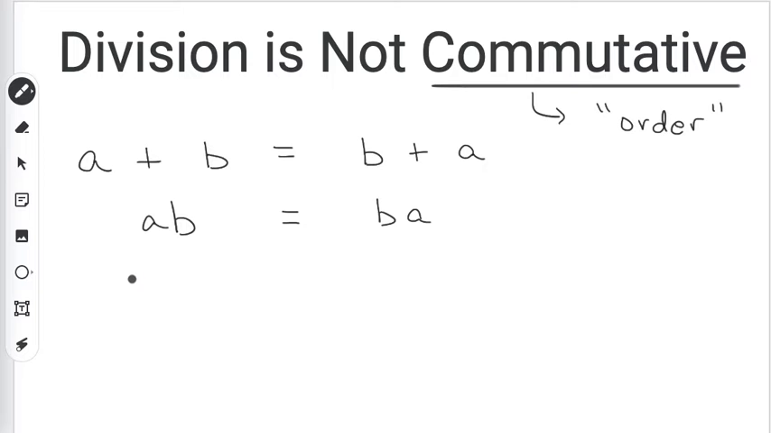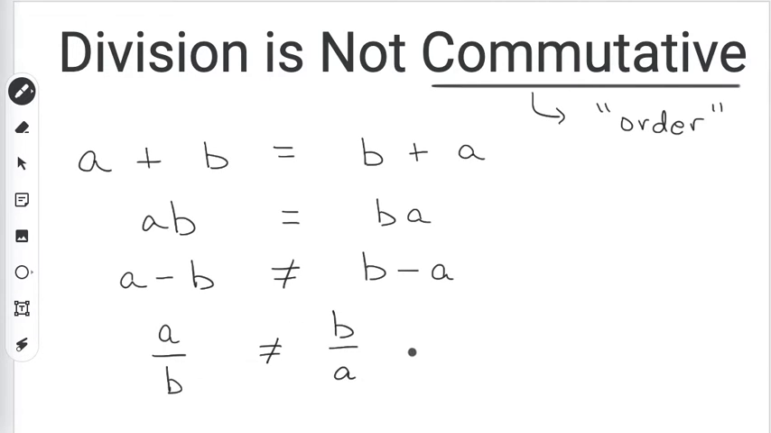But when we're talking about subtraction and division, they are not commutative in general. So a minus b in general is not the same thing as b minus a, and a divided by b in general is not the same thing as b divided by a. When we talk about subtraction and division, order matters. So this would not be true unless a is actually equal to b or a is equal to negative b.